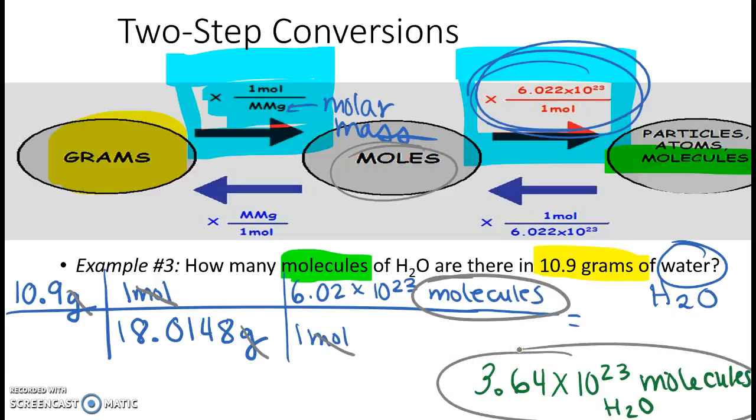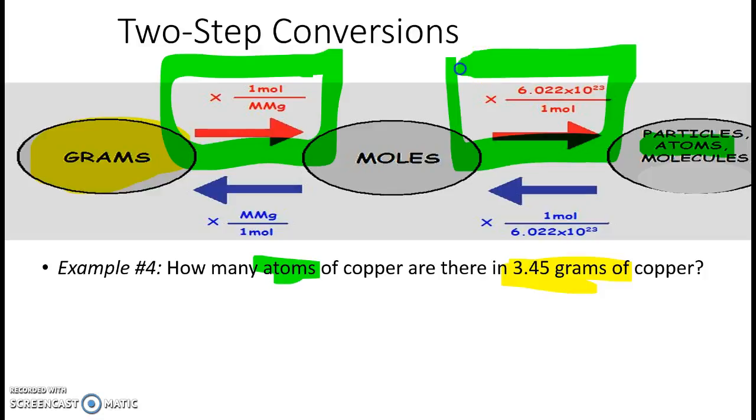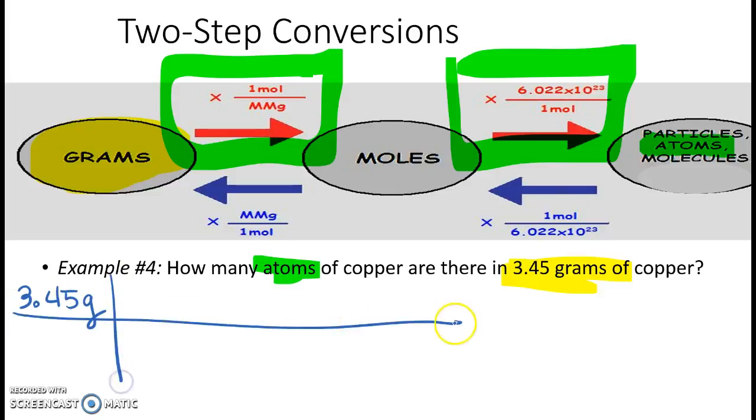So we're going to look at one last example. In this last example, we are starting with grams. So we're starting on the left side here, and we're going to end with atoms. So we're going to follow the red arrows along the top to achieve that. So 3.45 grams. Always start with your given number. Set up your dimensional analysis table.